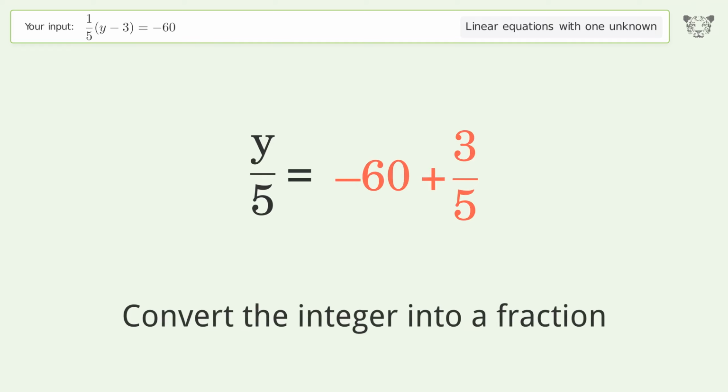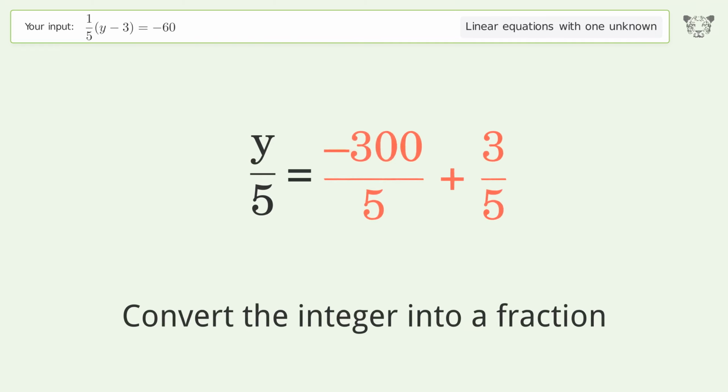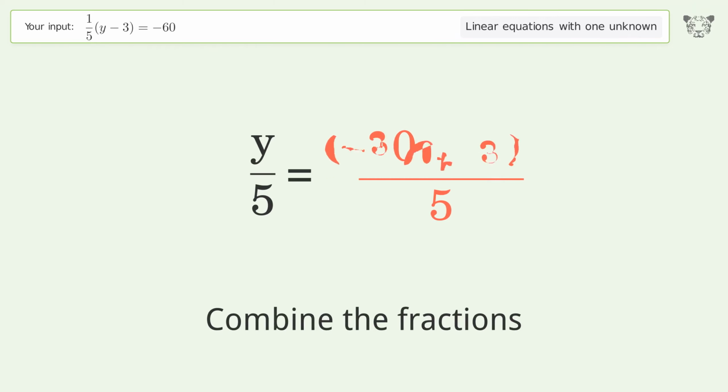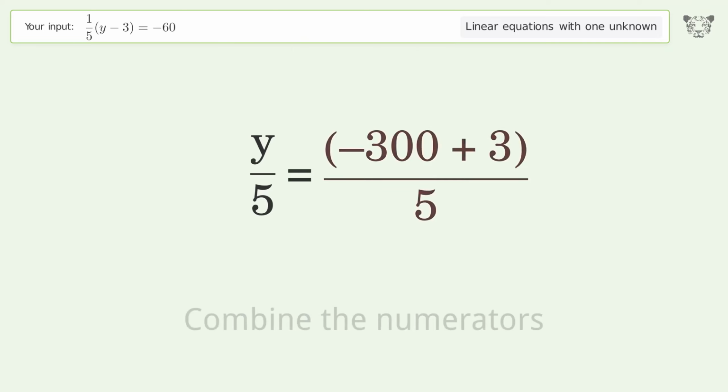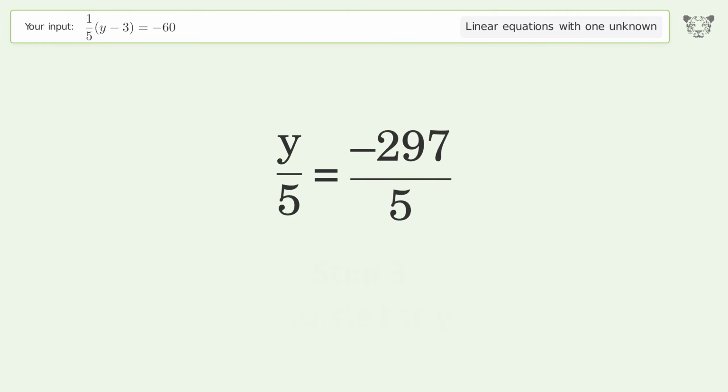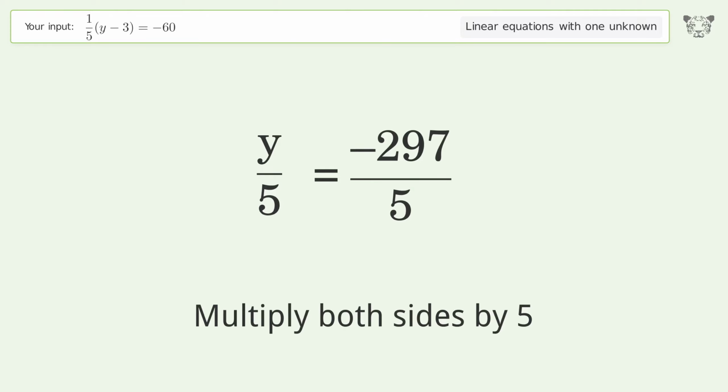Convert the integer into a fraction. Combine the fractions. Combine the numerators. Isolate the y. Multiply both sides by 5.